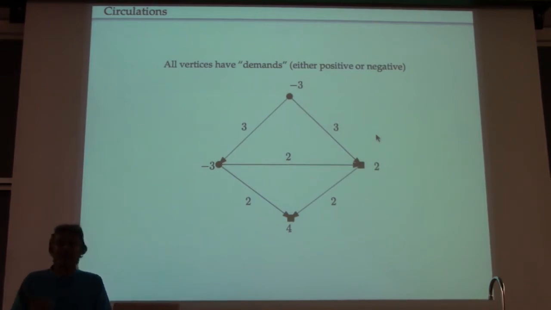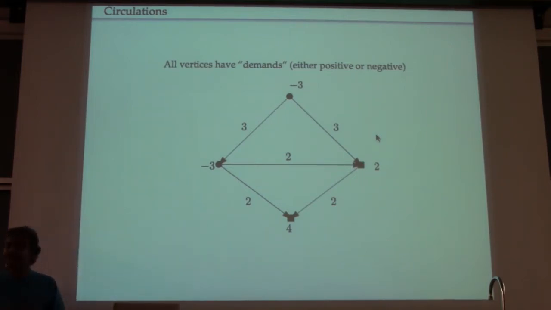So it is no longer a question of how much flow you can put. It is a question of, is there a flow at all for this problem? So the question of feasibility is the question here. I give you a directed graph where on every edge there's a capacity, on every vertex there's a demand. And I want to know if a feasible flow exists that satisfies the capacity constraints, the conservation constraints, and the demand constraints. And I would like to solve this using what we know about flows.